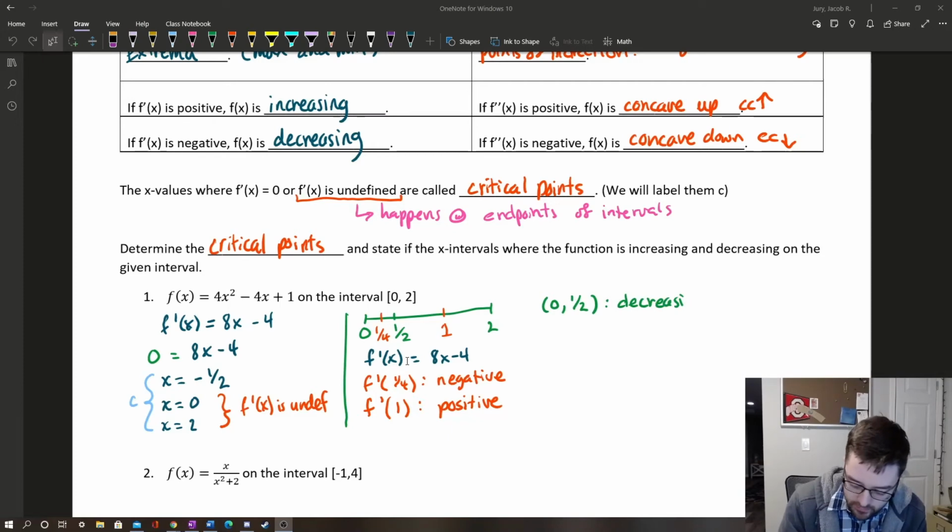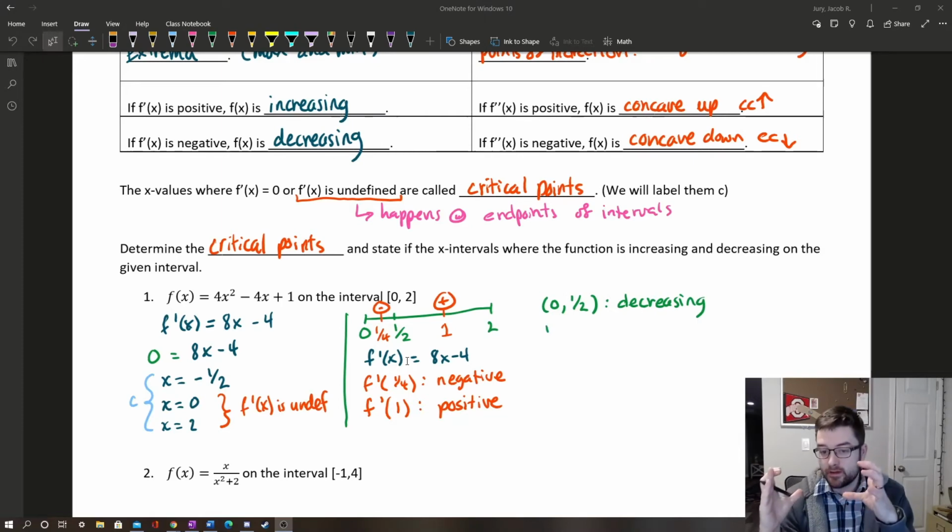You can put a negative here if you want to, and positive over here. But we've got the data all listed right there. From 0 to 1/2, we're decreasing, and then from 1/2 to 2, which we're not using brackets because that means it's included, we're increasing.